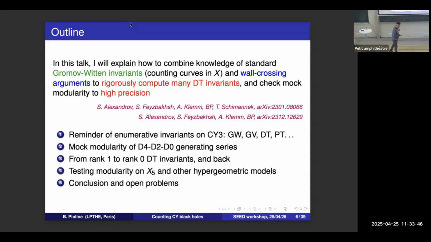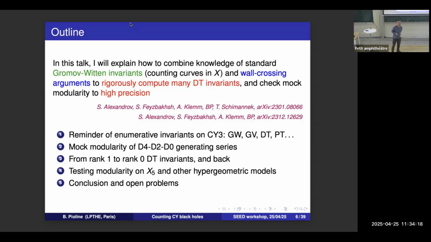Together with Richard Thomas, they have developed some set of relations between various types of enumerative invariants of Calabi-Yau manifolds, especially the Donaldson-Thomas invariants that we're interested in, but also the counting of curves, which I'm going to review now, which is a much older story. Using these relations, we can actually perform these computations to a large number of coefficients and get some very striking checks of these properties.